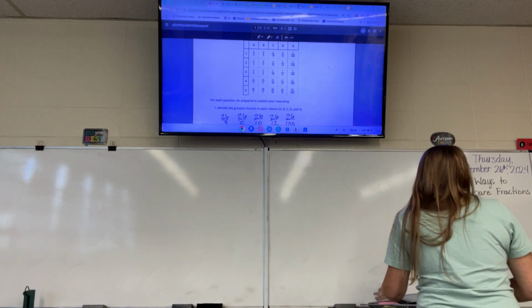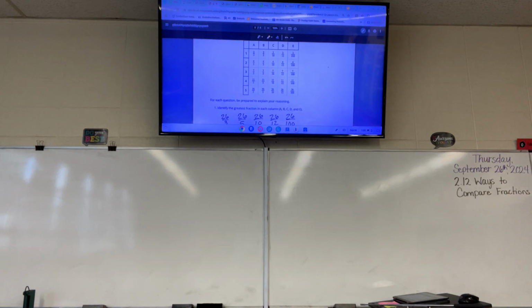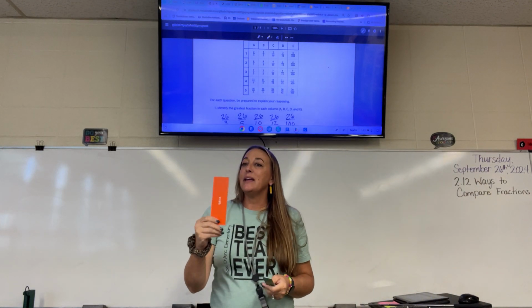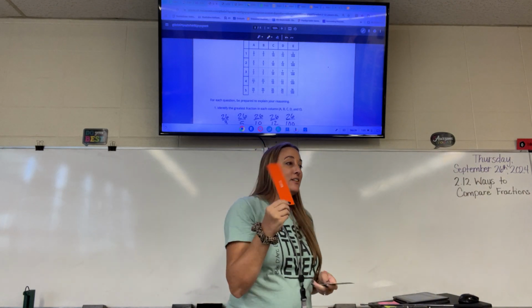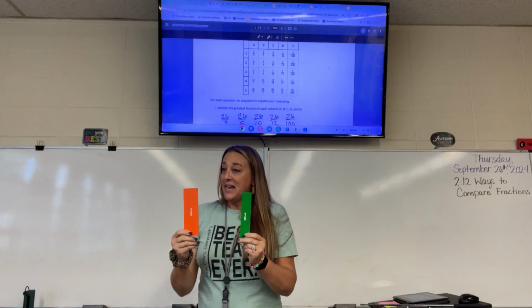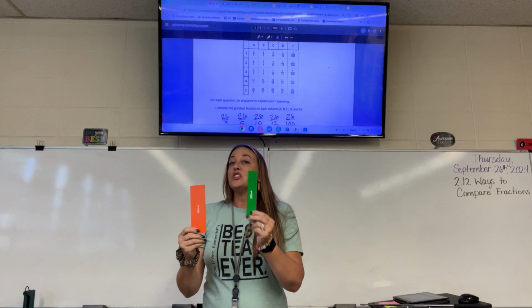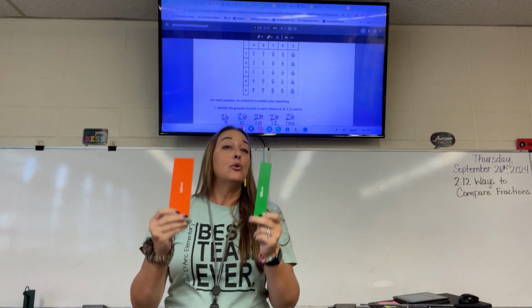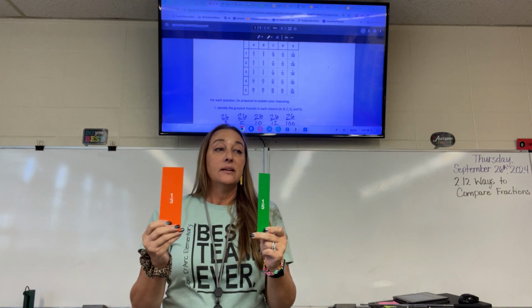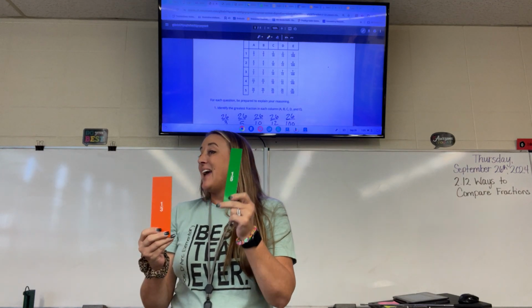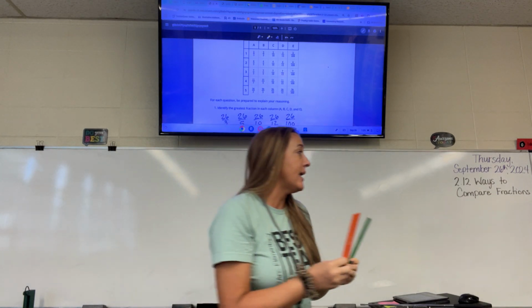Exactly right, because look at this, guys. This is a third size piece, and it's pretty big because the whole is only cut in 3 parts. And then we have a fifth size piece, which is smaller because the wholes are the same size always, and since there's more pieces, they have to be smaller, okay?